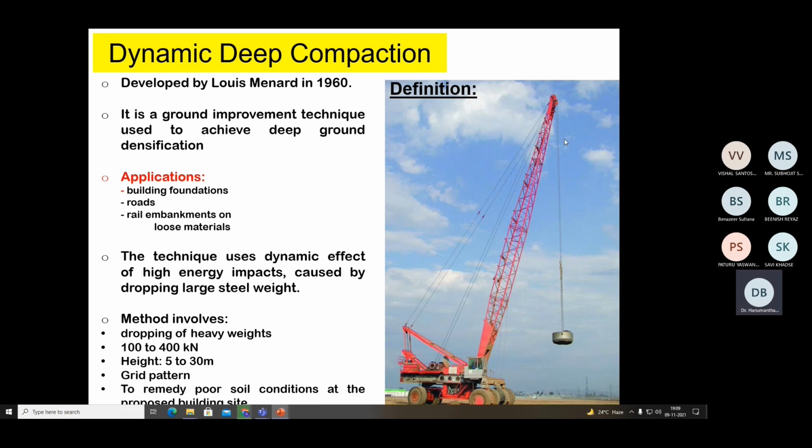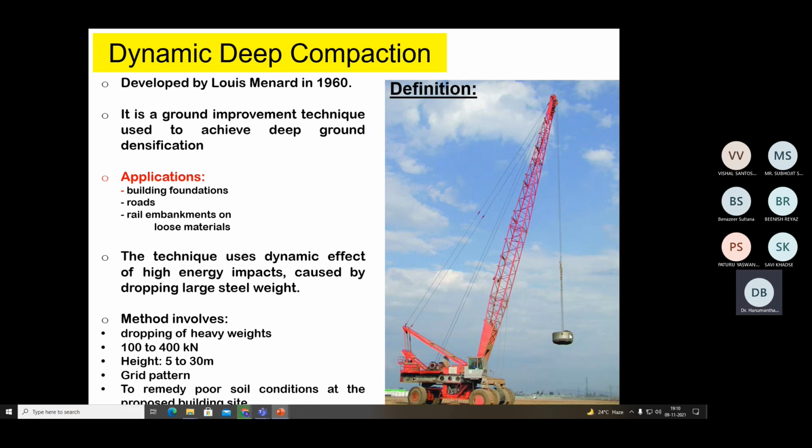So here, if you look at this crane carefully, a very heavy weight, this is called a tamper. This tamper is attached to the crane. What we do is this tamper is raised to certain meters and allowed to free fall, or it is dropped from a certain height. That is called deep dynamic compaction. So dropping of a heavy weight. So in this picture it is shown, this is the heavy weight.